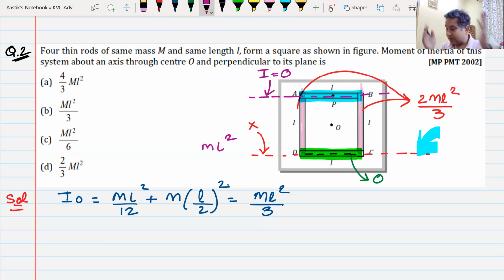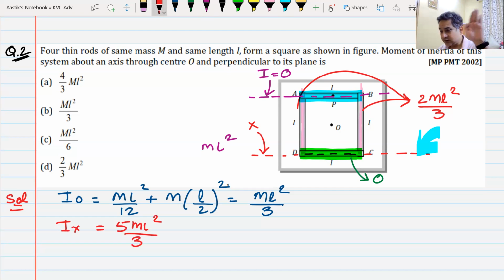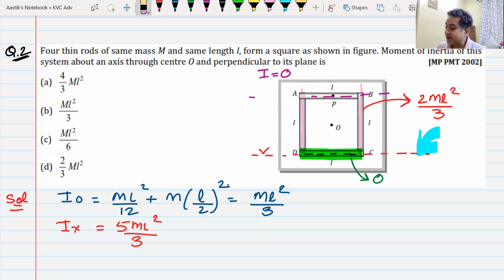Now you add everything and you get the moment of inertia about the x-axis. What is the moment of inertia about the x-axis? 5 m L square by 2, sir. 5 m L square by 3, sir, not 2, sir. Yes, sir. You understand this, or has this gone above your head saying bye bye? We got it, sir. Remember, the questions are infinite.